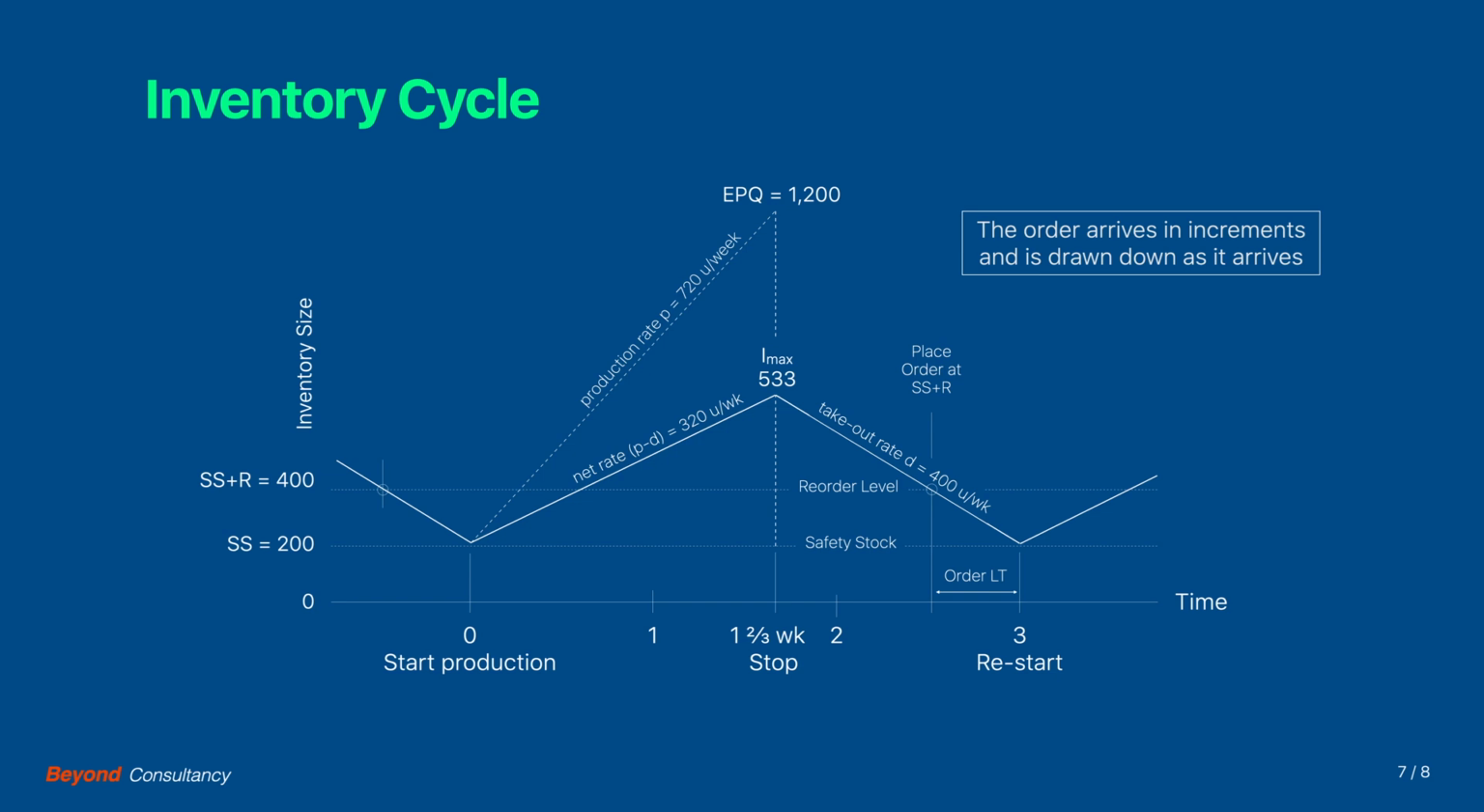The order lead time is half a week, meaning that when the total units in the buffer crosses the reorder level of 400 units, a new production order will be placed and a new cycle will commence.